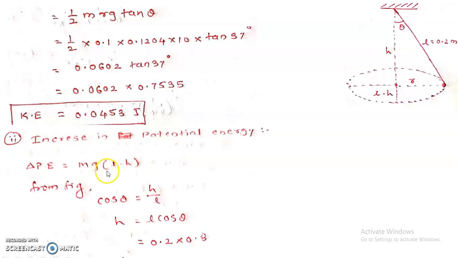Now pay attention. From the figure we can find cos theta. Cos theta is adjacent side h divided by hypotenuse L. So h is L cos theta. L is 0.2, cos theta is 0.8. So we get h as 0.16. That h we have to substitute here. L is known, 0.2. By solving this we get the potential energy.